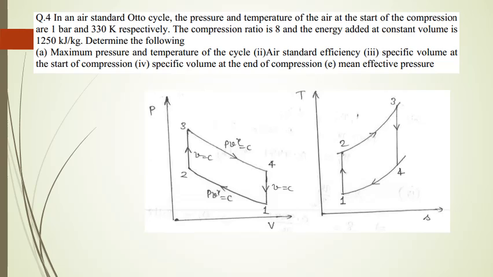Now the PV and TS diagrams for the Otto cycle have been drawn. Now 1 to 2 is a reversible adiabatic compression process. 2 to 3 is constant volume heat addition process. 3 to 4 is reversible adiabatic expansion process, and 4 to 1 is constant volume heat rejection process.